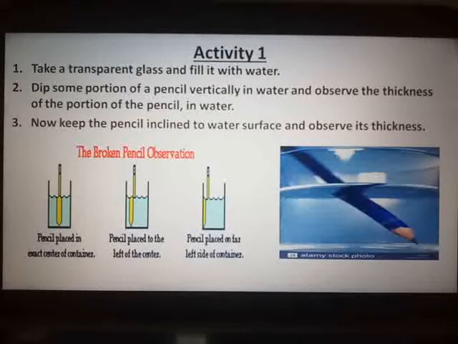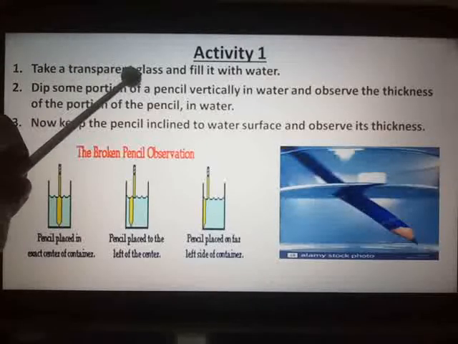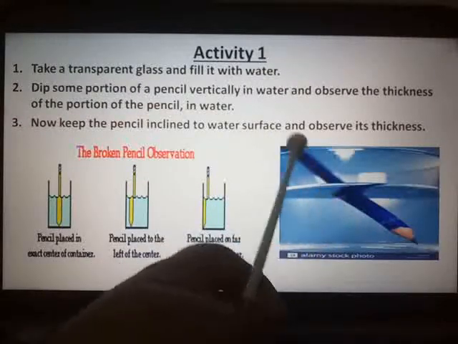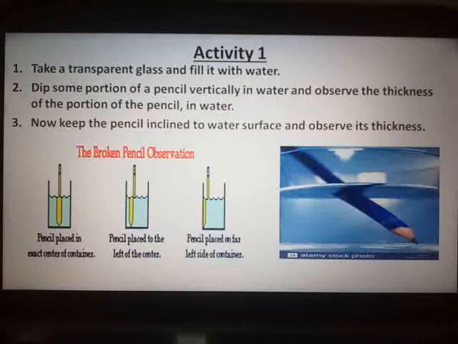The questions can be asked to you. Look at the activity and answer the following questions. Take a transparent glass and fill it with water. This is a transparent glass which is filled with water. Dip some portion of the pencil vertically in water and observe the thickness of the portion of pencil in water. Now keep the pencil inclined to the water surface and observe its thickness. This will be an activity in front of you. The questions they are going to ask are: what will you observe? And the second question will be: what phenomenon is it related to, and define the phenomenon.